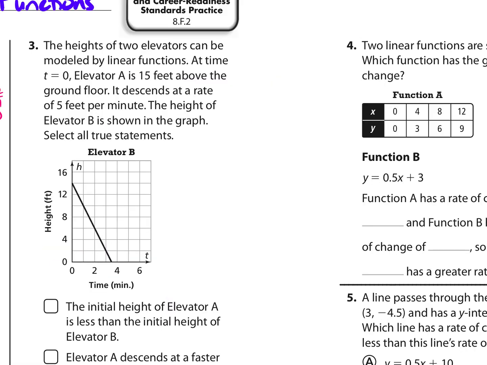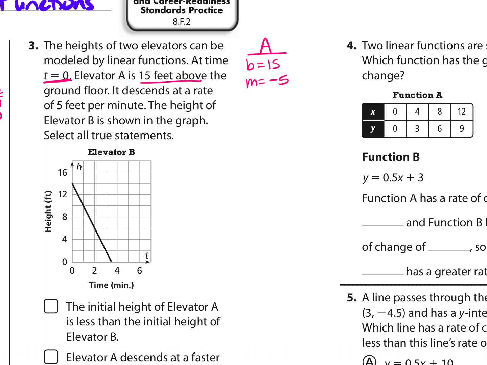Number 3, the heights of two elevators can be modeled by linear functions. At time t equals 0, elevator A is 15 feet above the ground floor. Well, that's important. That's just telling us when t, or x, is 0, it is 15 feet above the ground floor. So that's telling you the y-intercept is 15. It descends at a rate of 5 feet per minute. So that's telling you rate of change is negative 5. It's going down 5 feet every minute.